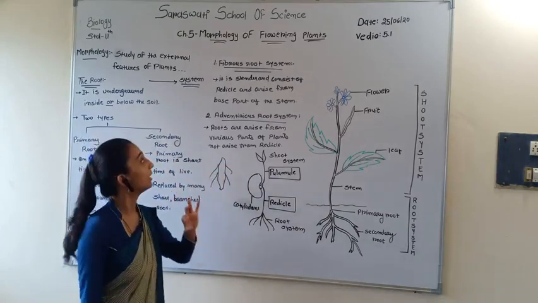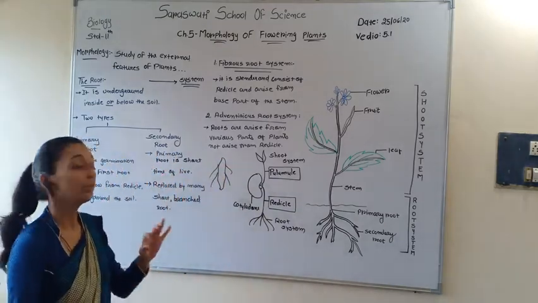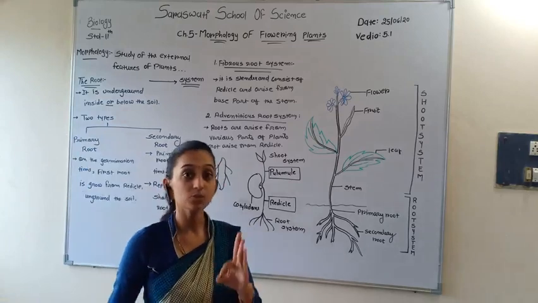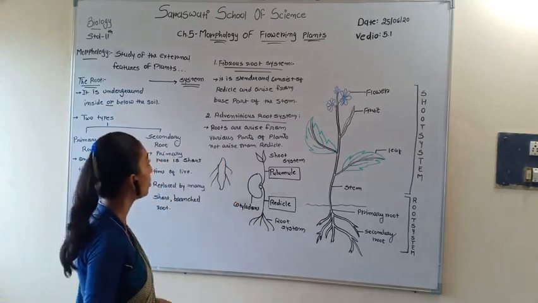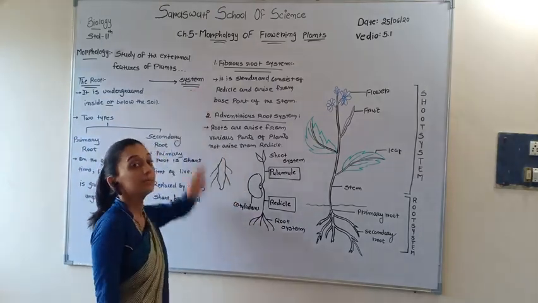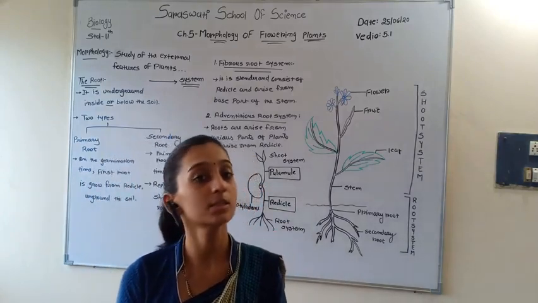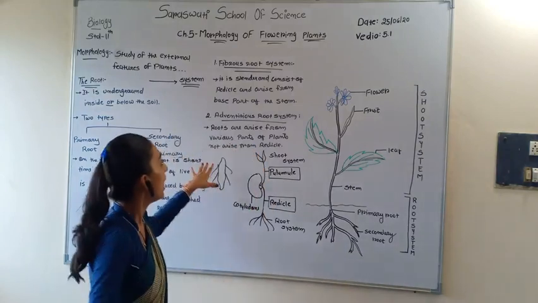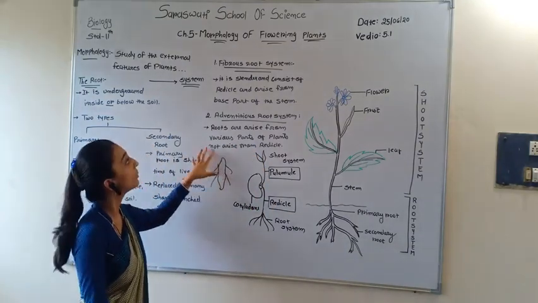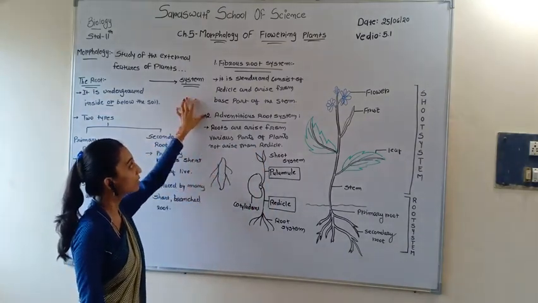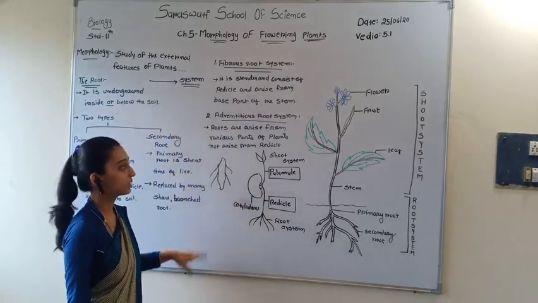But in plants, when roots arise from the radical portion, it is known as fibrous root system. Besides this, when roots arise from any part of the plant, it is known as adventitious roots. So this is the main difference between fibrous root system and adventitious root system.